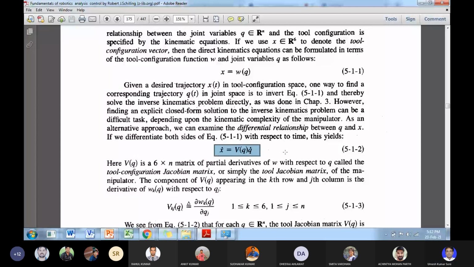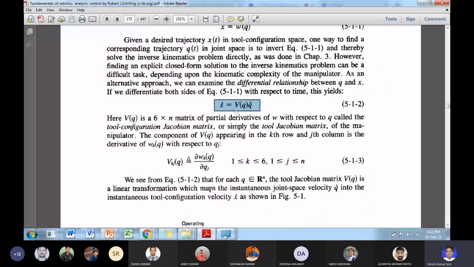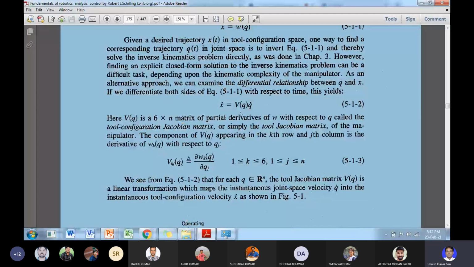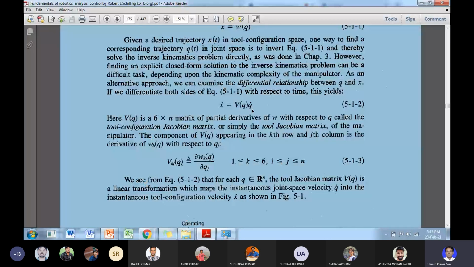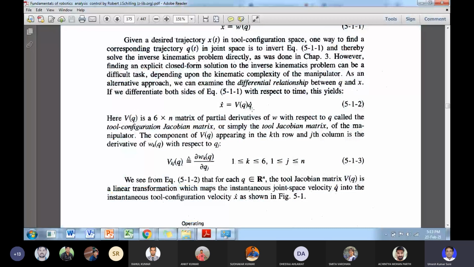We determine the differential relationship between q and x. This is the Jacobian, the tool configuration Jacobian matrix, this is the joint velocities, and this is the tool velocity. So once we have determined the tool configuration Jacobian matrix, and we have the information about the joint velocity, we can determine the tool configuration velocity.